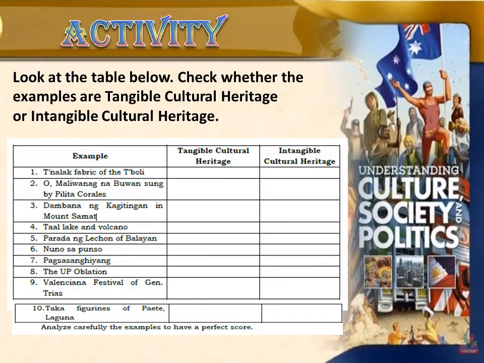Okay, so that's the end of our lesson in Unit 2, Lesson 4, Forms of Tangible and Intangible Heritage. So for your activity for next week, look at the table below. It's 1 to 10. Check the examples if they are tangible cultural heritage or intangible cultural heritage. Just put a check if it is tangible or intangible cultural heritage.